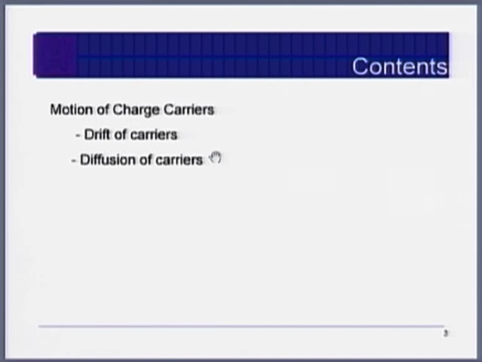Very simple, there are only two ways carriers can move. They can move by drift motion, and they can move by diffusion. Remember, drift of the carriers happens because of the electric field, and diffusion of the carriers happens because of the concentration difference in the carriers. Okay, let us look at it.